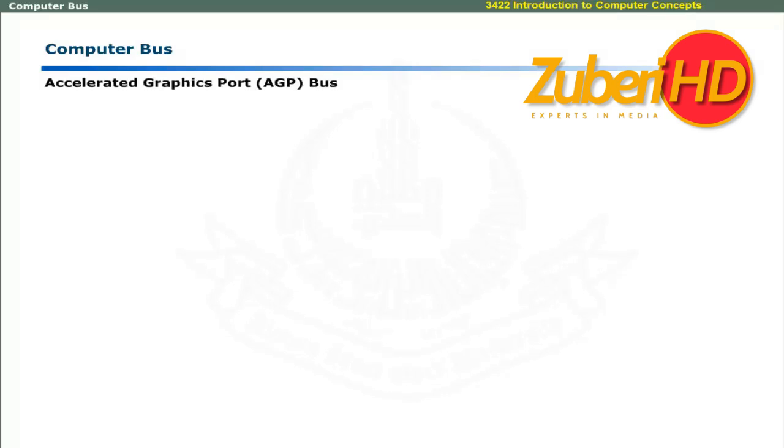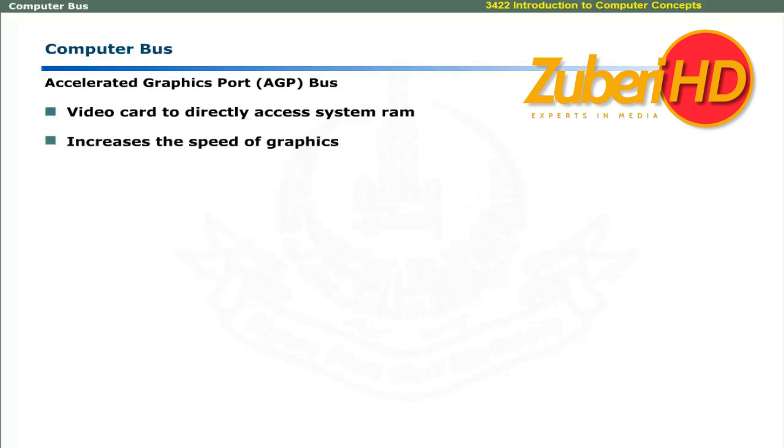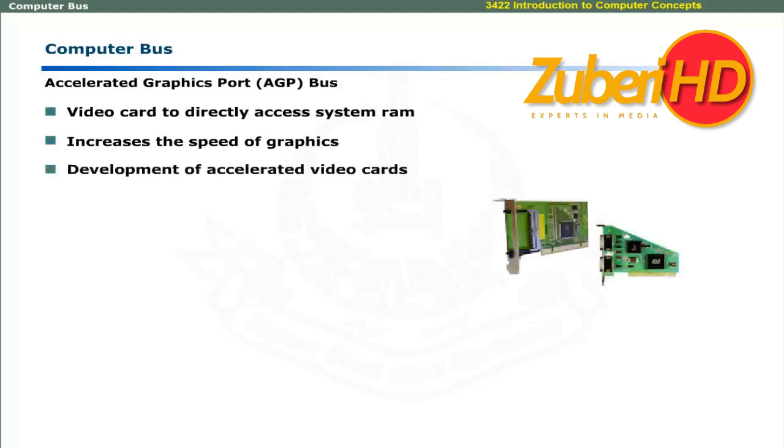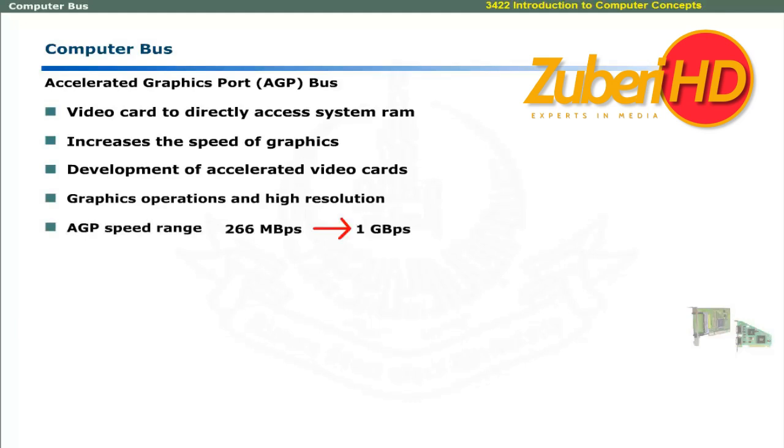Accelerated Graphics Bus allows the video card to directly access system RAM. It greatly increases the speed of graphics performance. AGP standard has led to the development of accelerated video cards that support 3D motion videos. AGP buses are rated at speeds in the range from millions of bytes per second to billions of bytes per second.